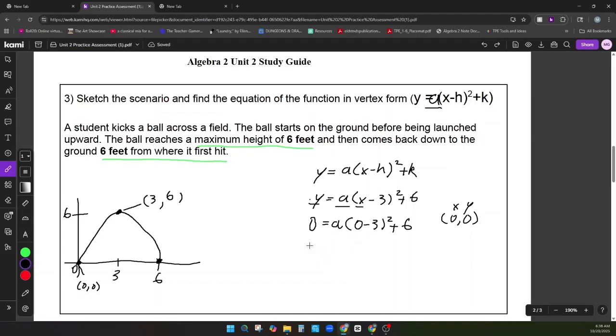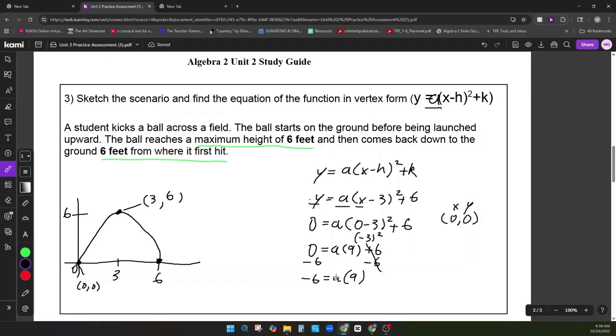So that's going to give 0 is equal to a, and 0 minus 3 gives me negative 3. Negative 3 squared is going to give me 9. So I'm going to write 9 plus 6. Now I've simplified my parentheses, and I can start solving for my desired variable a. In order to get a by itself, I need to get rid of the 6. I have a plus 6, so the way I get rid of a plus 6 is by doing minus 6 on both sides. This will be canceled here. This gives me negative 6 is equal to a times 9.